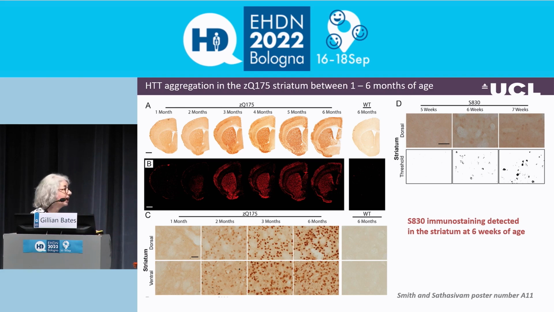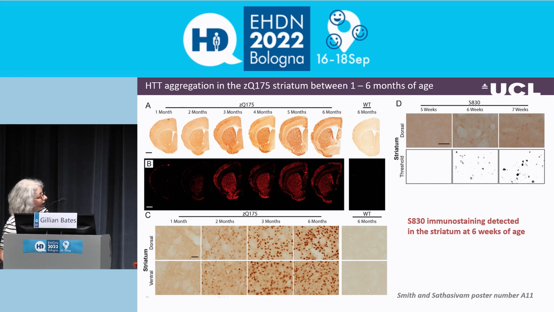What does this look like by immunohistochemistry? All of this work's described on a poster that Karupa's presenting here. Here we're looking at S830 immune staining. We have low power. We can see staining increasing in the striatum and throughout the cortex as we go from 1 to 6 months. This is thresholding. Look at a higher power at 2 months of age. We can see a clear signal that's not present in wild-type mice. We were able to show that we could actually detect this as early as 6 weeks.